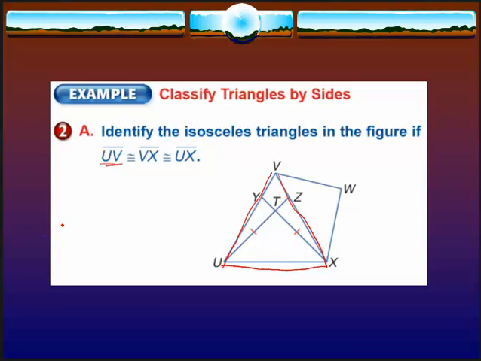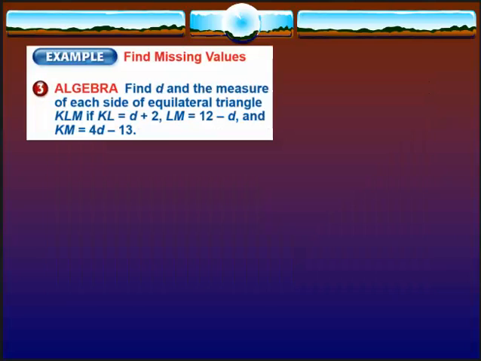So UVX, and then see these congruency marks here? That tells us that this triangle, TUX, is also isosceles, TUX. So we have two different isosceles triangles in there.